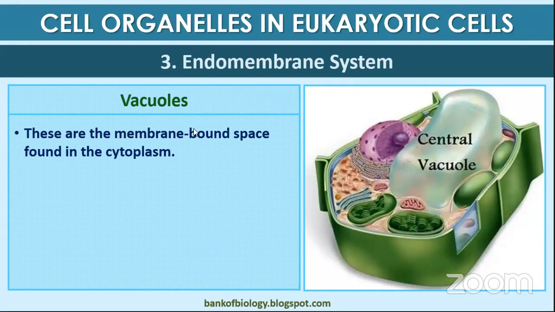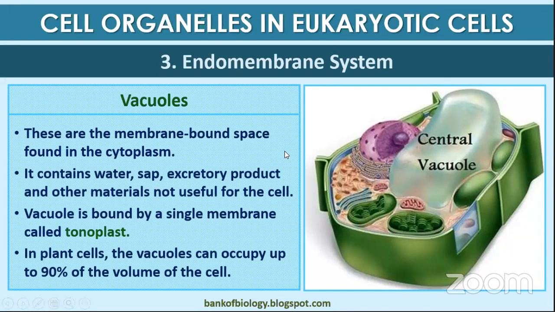Vacuoles are membrane-bound spaces found in the cytoplasm. So understand this. The vacuoles are bound by a membrane called the tonoplast. In plant cells, vacuoles can occupy up to 90% of the volume of the cell.